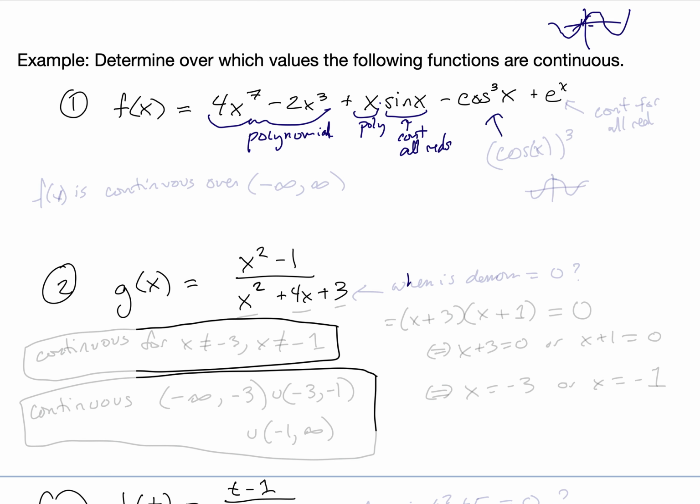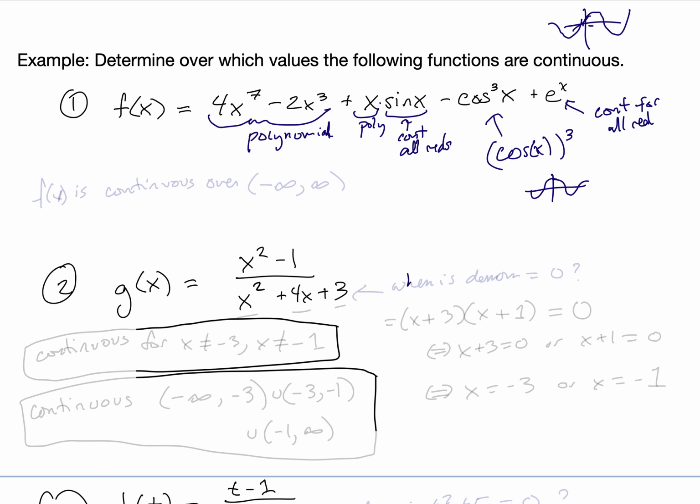Cosine cubed of x, remember, is the same thing as cosine of x, cubed. This is just a special way that we denote powers of trig functions. And we know again that cosine of x is continuous over its domain. It's just the same kind of wave function but shifted over by pi over 2. And so if we cube it, that's still continuous as well. And e to the x, if we look back at our special functions for which the limit always exists, is also continuous for all real numbers.